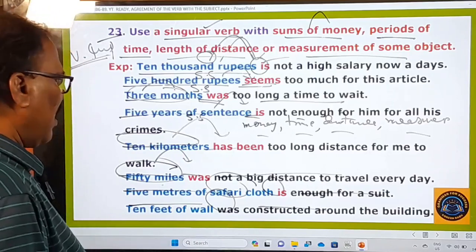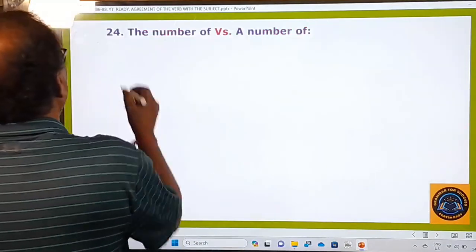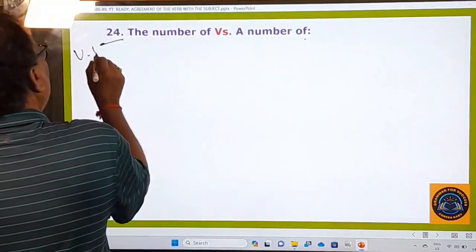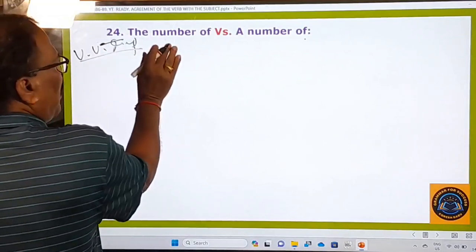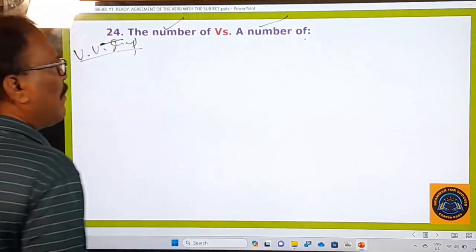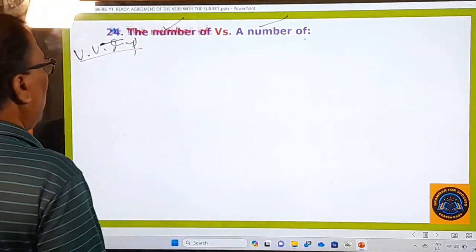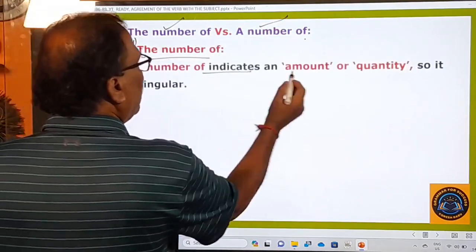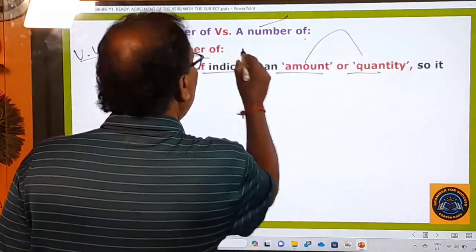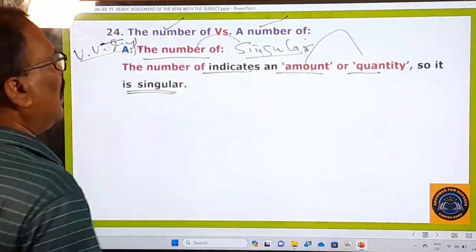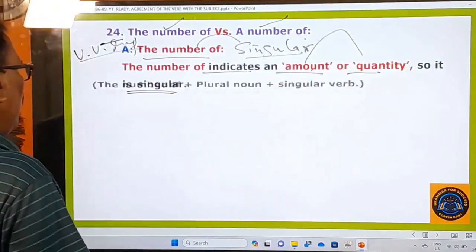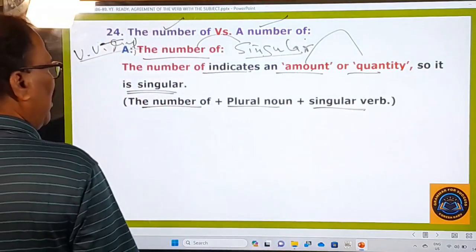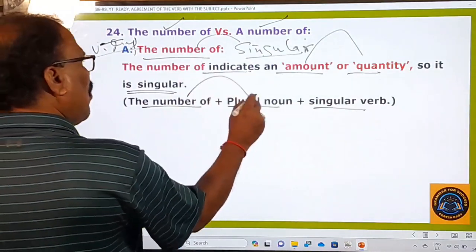Okay, now let's move on to the next rule. 24th one is here, the number of versus a number of. Very, very important from all your competitive examinations point of view. What is the difference between these two? The number of is a singular one. The number of indicates an amount or a quantity. The number of is singular, right? For example, the number of plus plural noun plus singular verb.